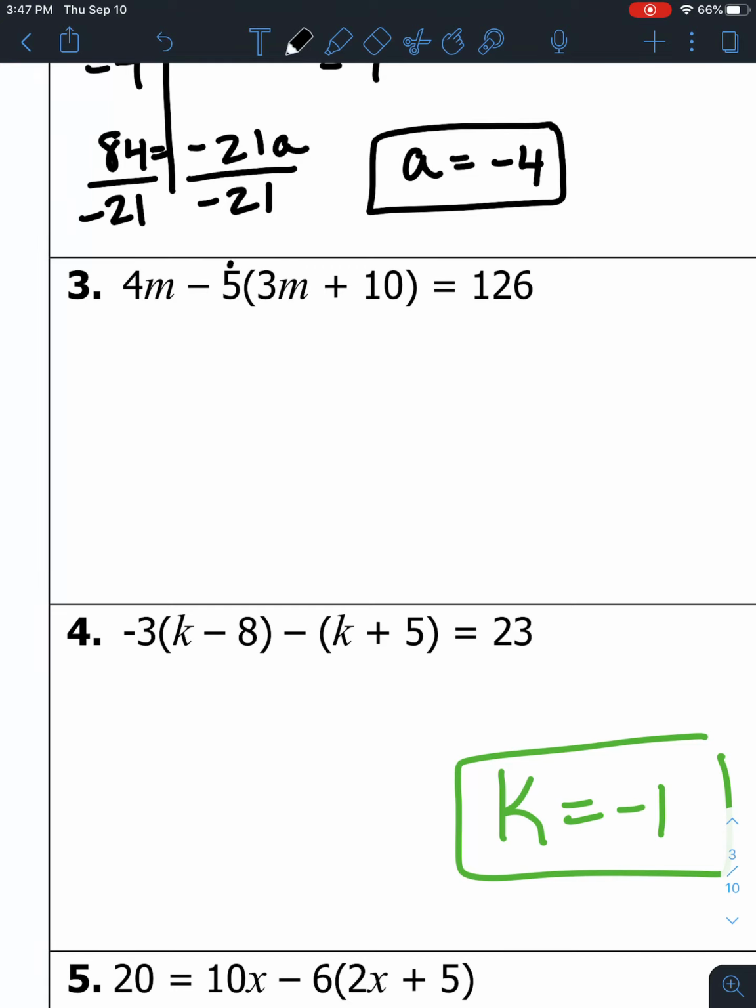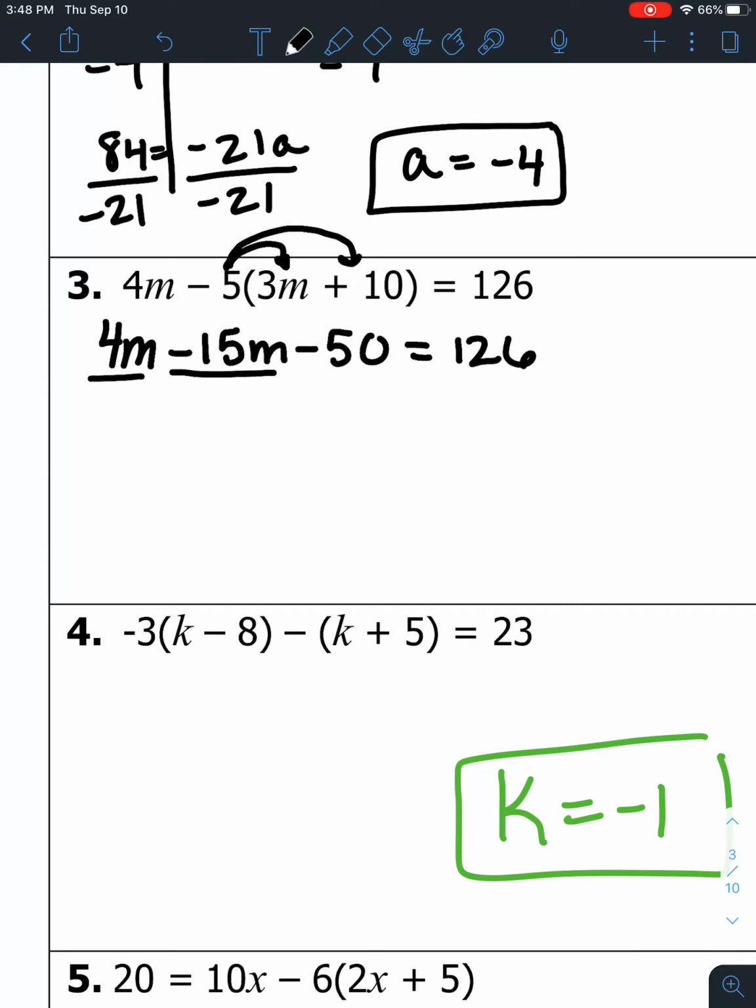All right, number 3. Again, we have to distribute, so I'm taking my negative 5, again, negative 5, and distributing it to everybody on the inside. I'm going to keep my 4m. Negative 5 times 3 is negative 15m. Negative 5 times 10 is negative 50. And that still equals 126. Combining my like terms, it's 4m and negative 15m. That gives me negative 11m minus 50 equals 126.